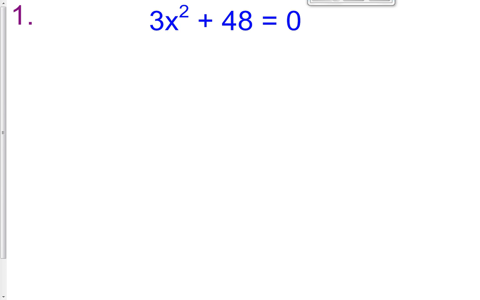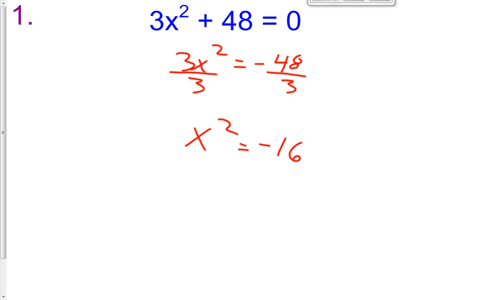Looking at this one, I want to solve for x here. I want to get x all by itself. So very basically, I'm going to subtract the 48, and then I'm going to divide by the 3. That's going to be my goal in this lesson, to get x all by itself. So now I have 3x squared equals a negative 48. And then when I divide both sides by 3, I get x squared equals a negative 16.